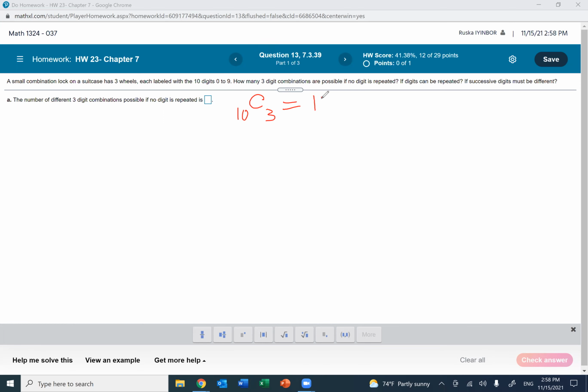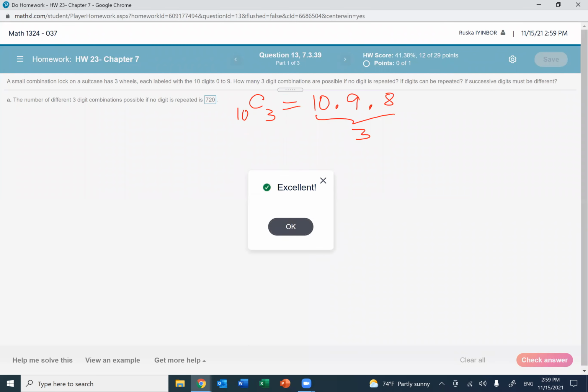And that is starting with 10, and you go 9, like a permutation, but you continue for 3. You take 3 consecutive numbers and multiply them. When you multiply those 3 numbers, you get all the possible combinations with no repeating digits. So multiplying, I think that's 720. And let's see. Okay, that's right.